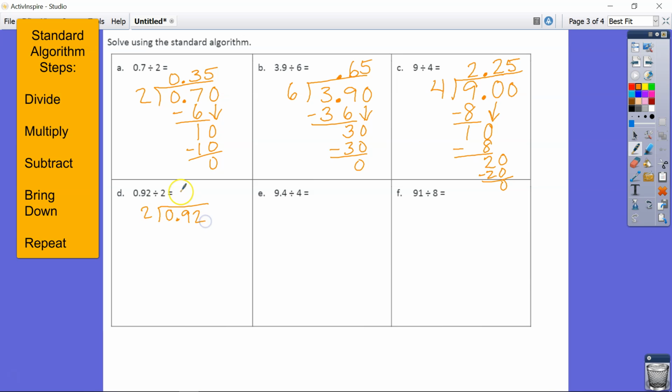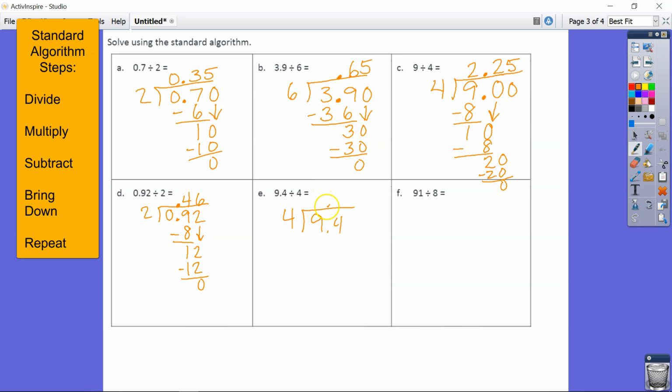92 hundredths divided by 2. I know that 2 goes into 9 4 times. 4 times 2 is 8. 9 minus 8 is 1. Bring down my 2. 12 divided by 2 is 6. 6 times 2 is 12. Subtract from my 0. Don't forget your steps. Division, multiplication, subtraction, bring down, and repeat. Alright. Let's see here.